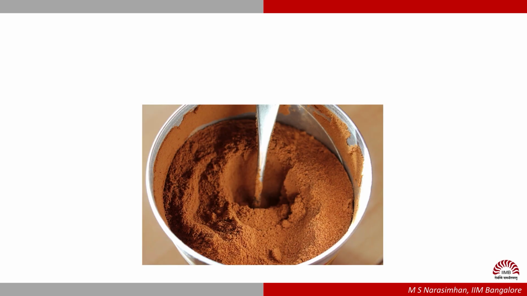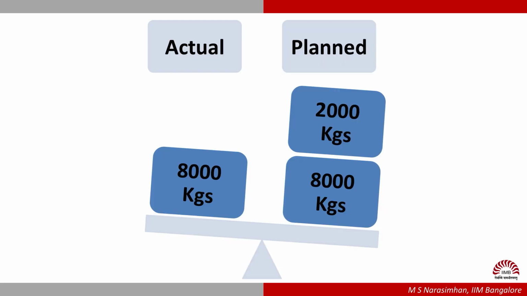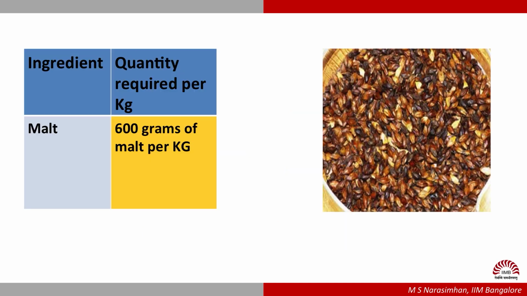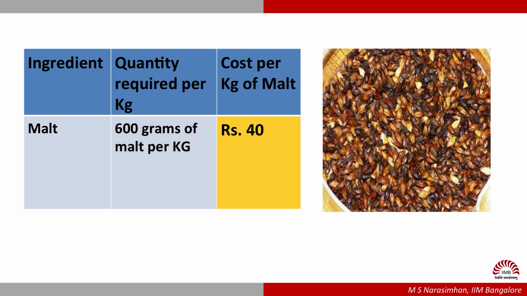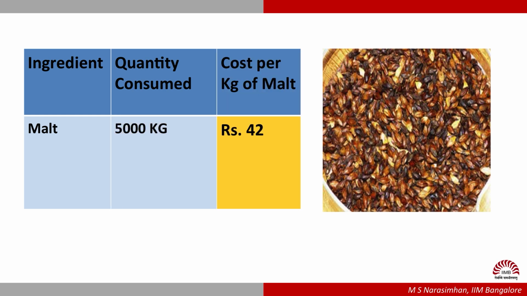A health drink producer planned to produce 10,000 kg of a powdered ready to use health drink. Actual production for the month happened to be 8,000 kg of the product, 2,000 kg lower. One of the ingredients is malt. The product requires 600 grams of malt per kg. The cost per kg of malt is estimated at 40 rupees. The factory actually consumed 5,000 kg of malt, purchased at an average cost of 42 per kg.